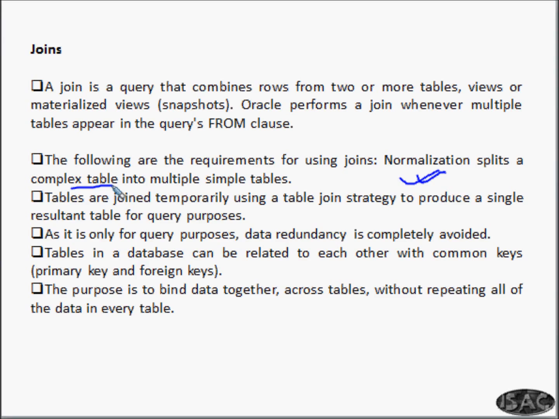So tables are joined temporarily using a table join strategy to produce a single resultant table for query purpose. As it is only for query purpose, data redundancy is completely avoided. Tables in a database can be related to each other with common keys like primary key and foreign key that we match in a where clause, and we get the common records or matching records. The purpose is to bind data together across tables without repeating all of the data in every table, right?